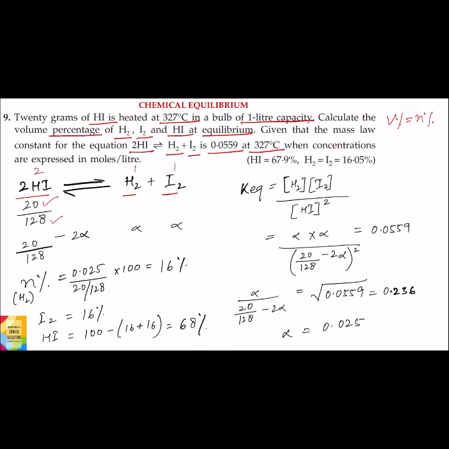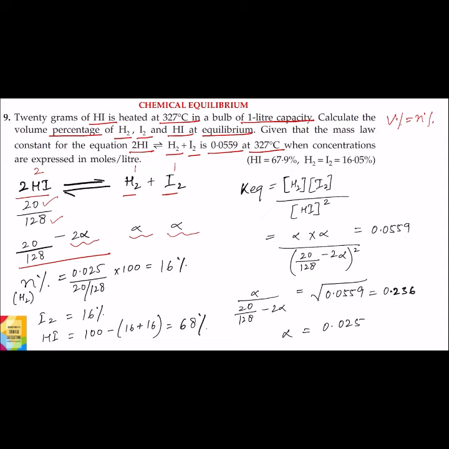तो अगर degree of dissociation alpha है then amount dissociated, we can say 2 alpha moles of HI dissociates to form alpha moles of H2 and alpha moles of I2. तो initially अगर 20 by 128 moles of HI present है then HI remaining will be 20 by 128 minus 2 alpha and H2 and I2 formed will be alpha and alpha respectively.